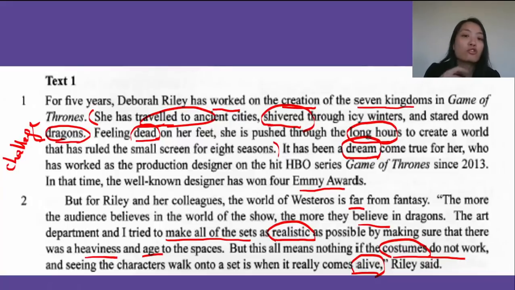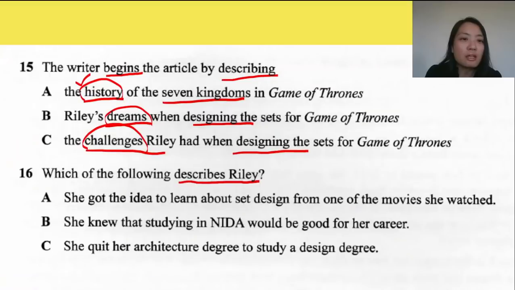But it wasn't talking about her dream all the time. And also over here, there was nothing about the history of the 7 kingdoms in the Game of Thrones. Alright, so here we can safely say that it is not about history. It is not about her dream when designing the set. It is about the challenges that she faced. So C is the answer for this first one.